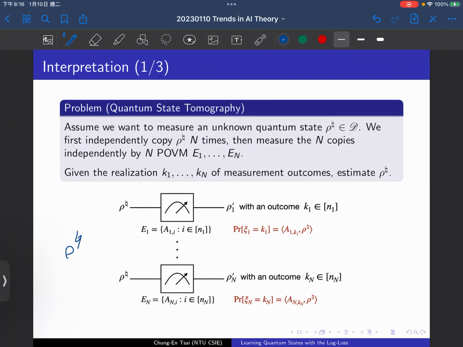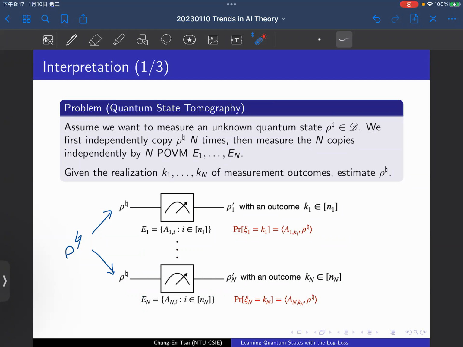Then what we want to do is to estimate rho natural, to understand what rho natural is, but we cannot directly observe it. So what we do is, first, we copy rho natural to capital N copies. Okay, assume this can be done. And then we use capital N many POVMs to measure it. So we measure the first copy by E1, and then the capital N's copy by En.